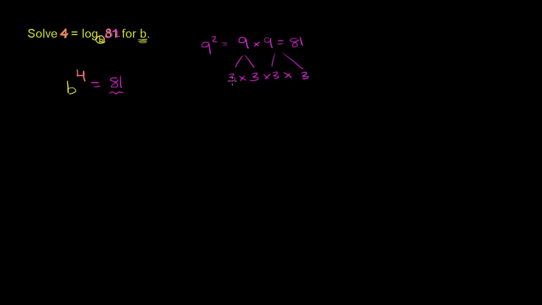And we can verify it. 3 times 3 is 9. 9 times 3 is 27. 27 times 3 is 81. So this is 3 to the 4th power. 9 squared is the same thing as 3 to the 4th power. So there we've done it. We've said, well, some number to the 4th power is equal to 81. We know that 3 to the 4th power is equal to 81. So we know that b is equal to 3. 3 to the 4th power is 81.